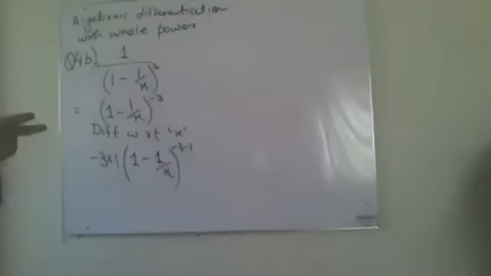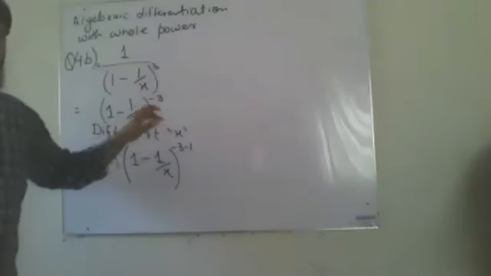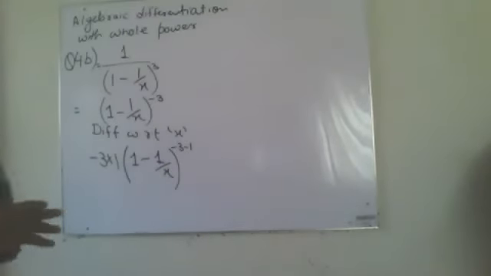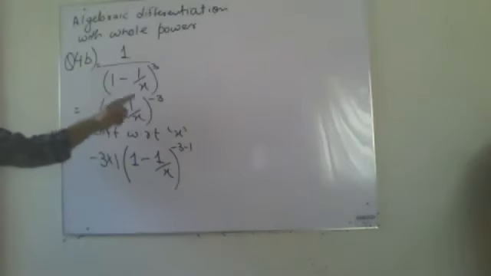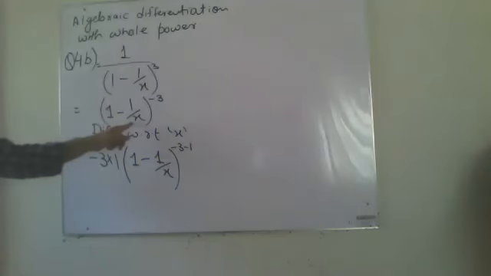Okay. After this, the second step. This is the first step in which I have differentiated my whole power. But my differentiation is not complete because I have got something inside also. So what will I do? I will differentiate that also. 1 minus 1 over x.